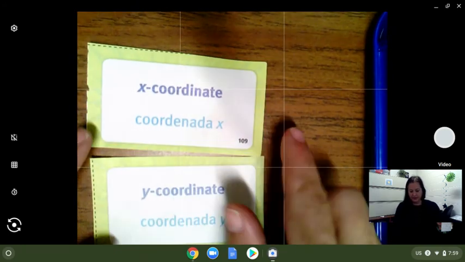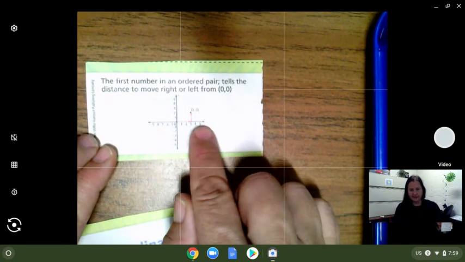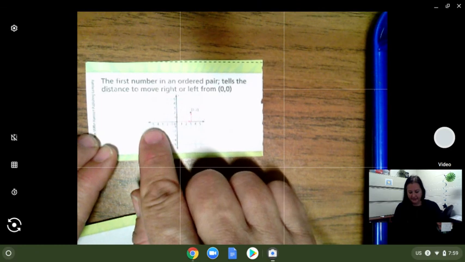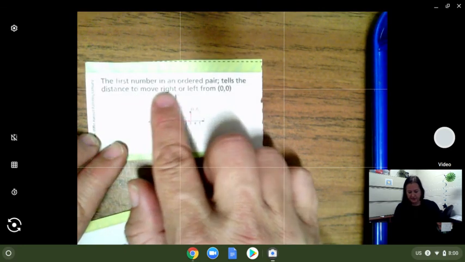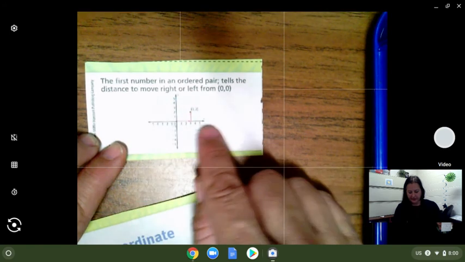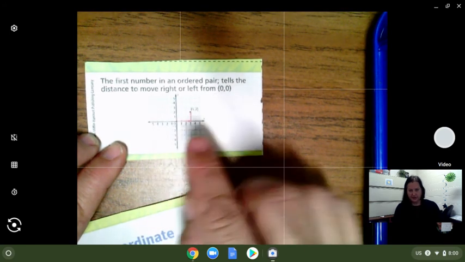Okay, then you have your X and your Y coordinate. So your X coordinate is the number, this is your X axis here. Your X coordinate tells you how far to the right or to the left you're going to go. It's the first number in the ordered pair. It's your first number, not the second one, the first one. And that tells you how far over to go.